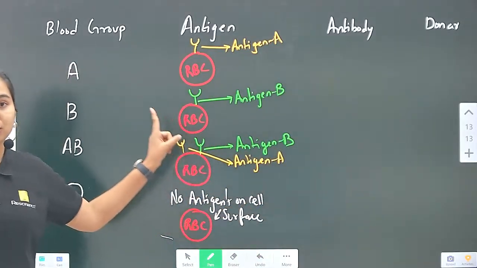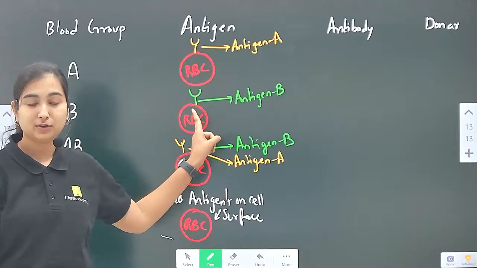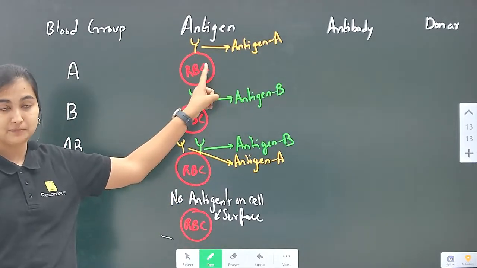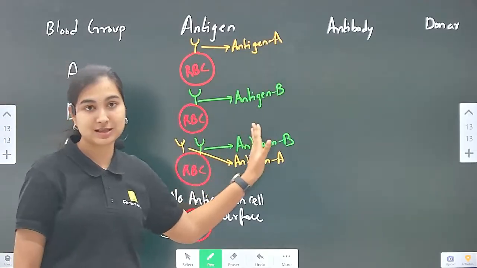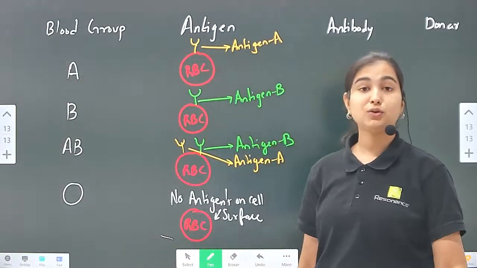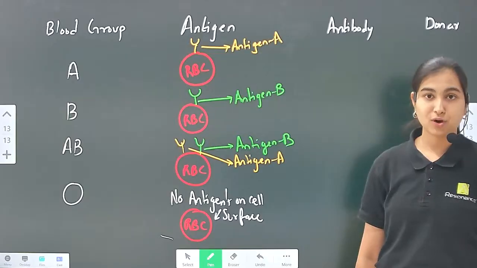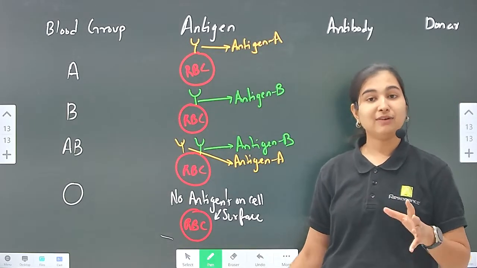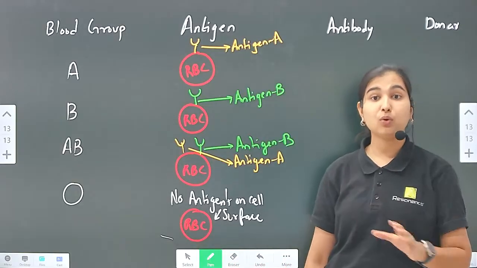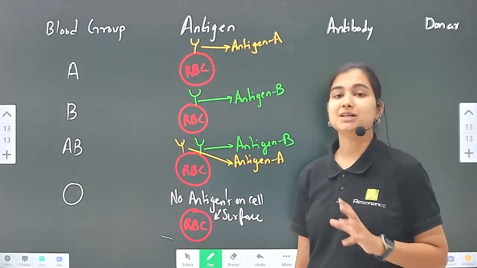Why is it called blood group A? Because of the presence of antigen A. Why blood group B? Because of the presence of antigen B on the cell surface. Why blood group AB? Because of the presence of both antigens, A and B. And why the O blood group? Because no antigen is present on the cell surface.